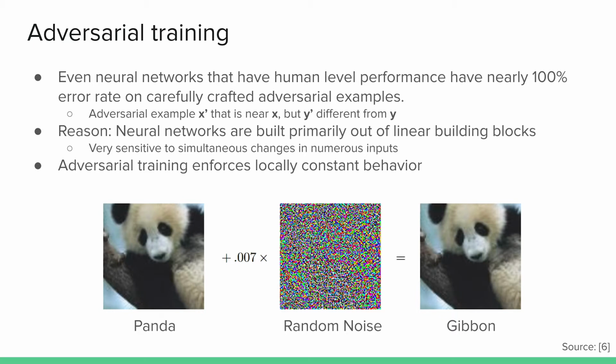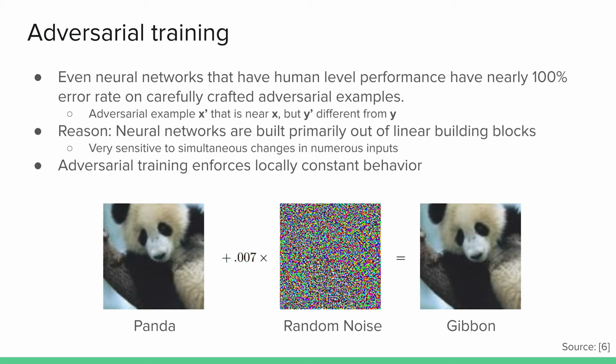The example you can see at the bottom here is a photo of a panda, and by adding a tiny little bit of random noise to the entire image, we get something that looks completely equal to the human eye.